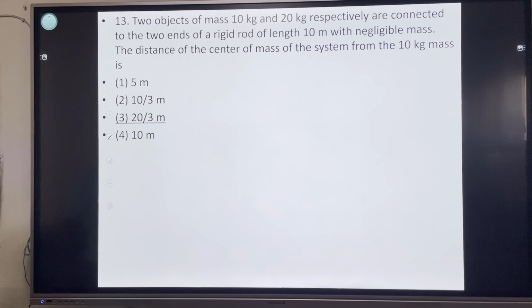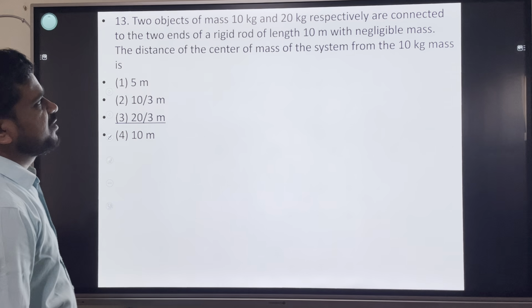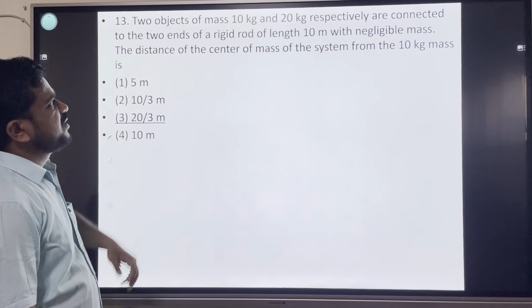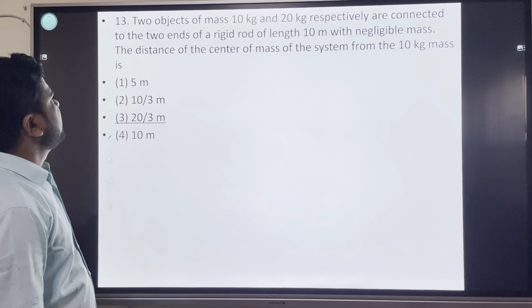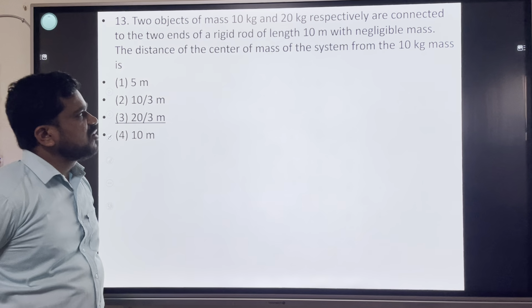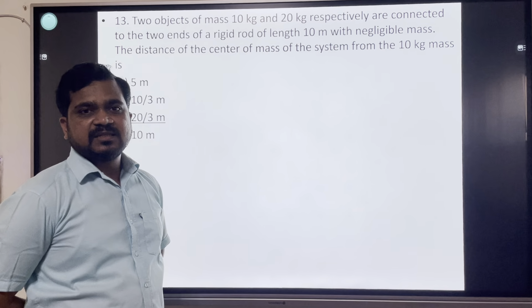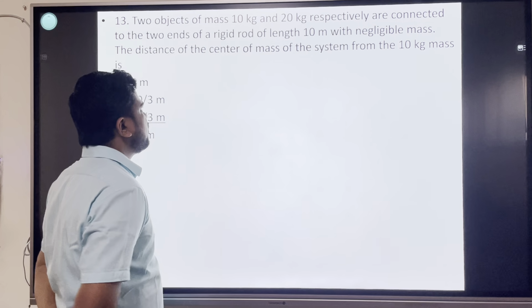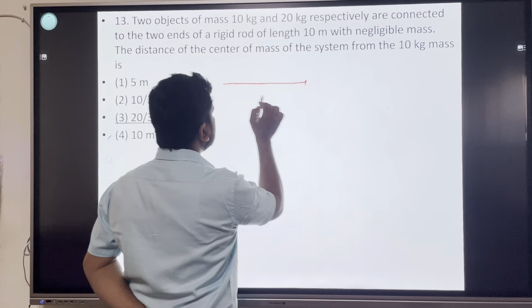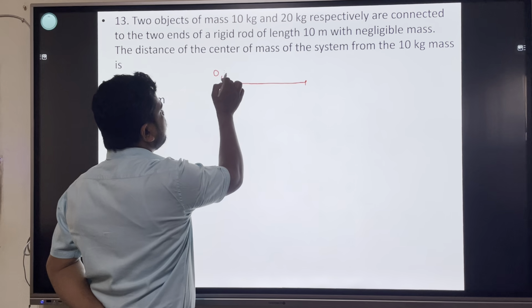Two objects of masses 10 kg and 20 kg respectively are connected to the two ends of a rigid rod of length 10 meter with negligible mass. Distance of the center of mass of the system from the 10 kg mass is? The center of mass concept, this is a very easy question.